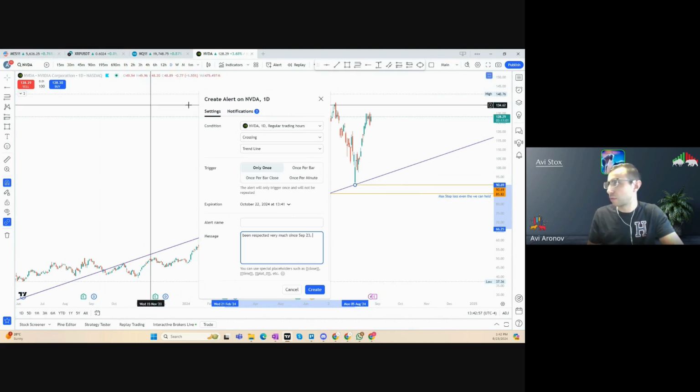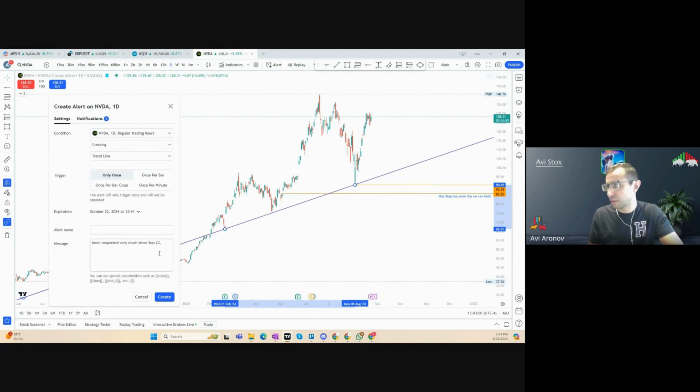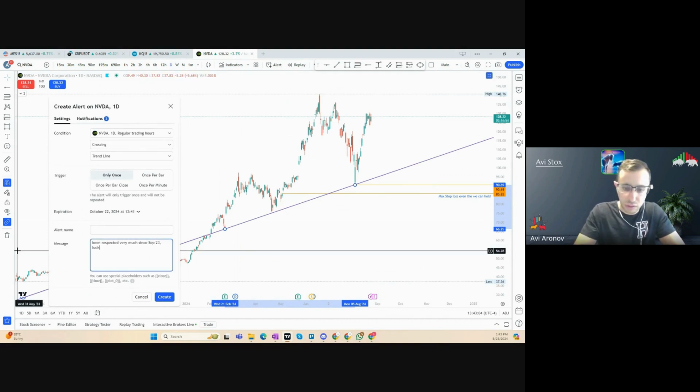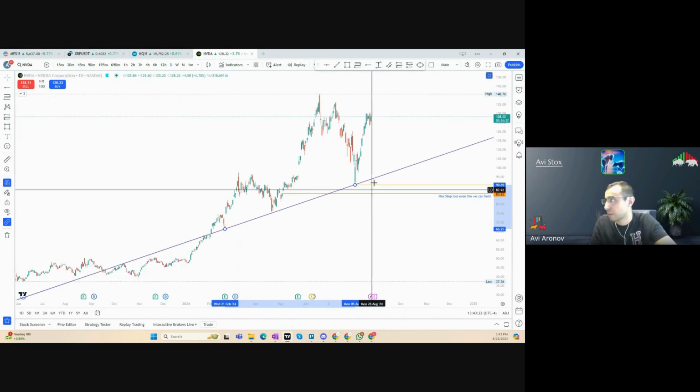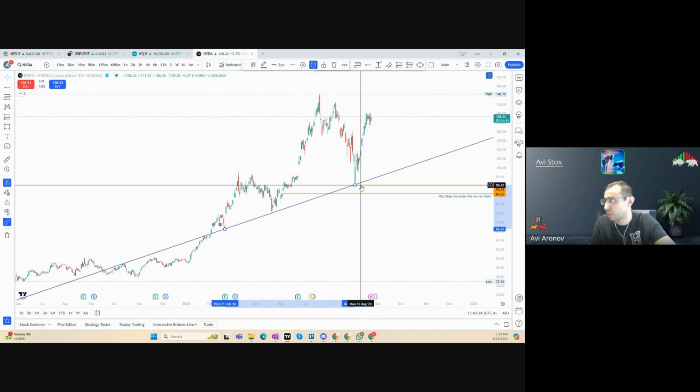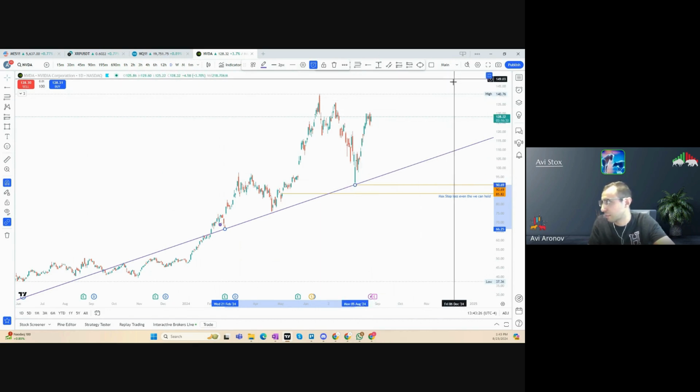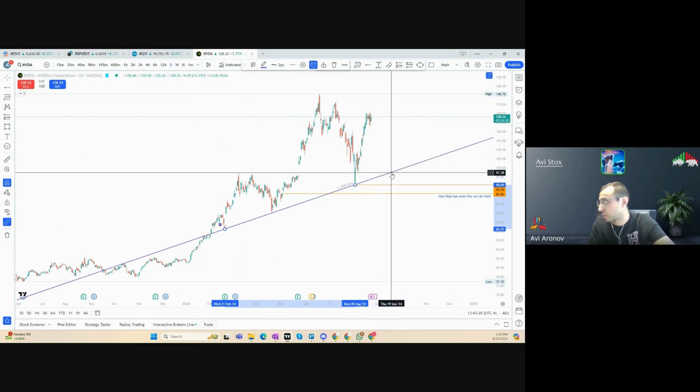Okay, so I believe that's good. What I can write here also: look to enter with 100 and hold for new highs. Hold for new highs. That would be a great area to enter for new highs. That would be awesome.